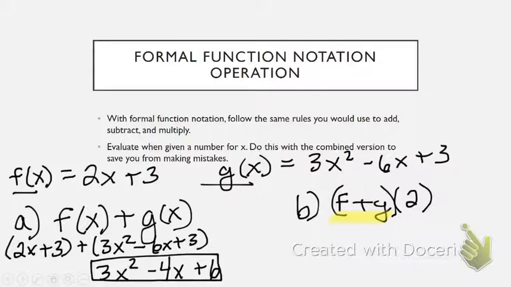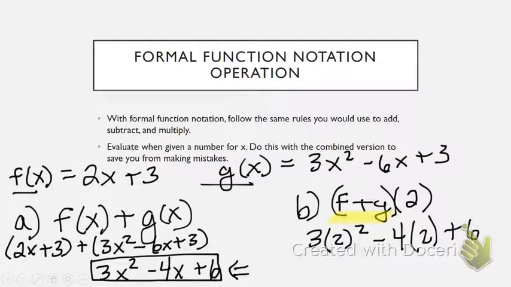what is the easiest? The easiest is to go ahead and take this solution that you just found and simply plug in 2 for x. Why? Because guess what's supposed to be there? An x. And since they gave you a value, all you got to do is plug it in. Substitute that value in. So we're going to have 3 times 2 squared minus 4 times 2 plus 6. Well, 2 squared is 4 times 3 is 12 minus 8 plus 6.